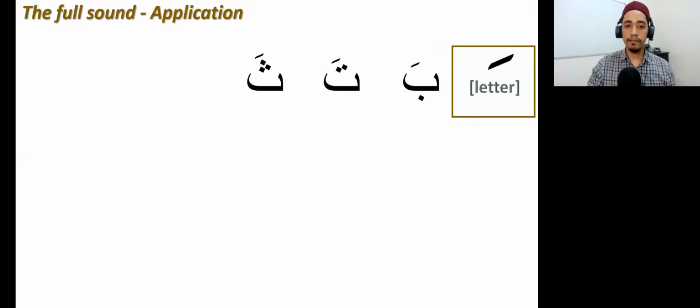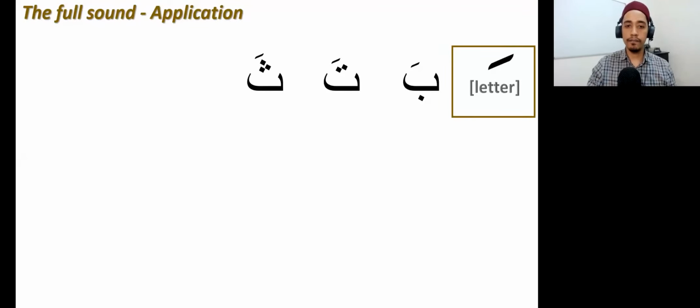Kha. What about when it has a kasra vowel? Don't take my word for it, let's see. Bi, ti, thi, ji, hi, khi. Do it again. Bi, ti, thi, ji, hi, khi. If you watch my mouth, you would see that there was nothing really special. If I tell you that letter is full, you say, okay, it's full, but how do I apply that? How do I know it's full?